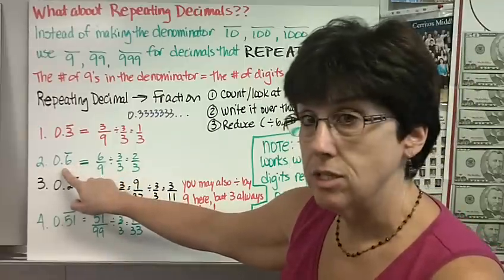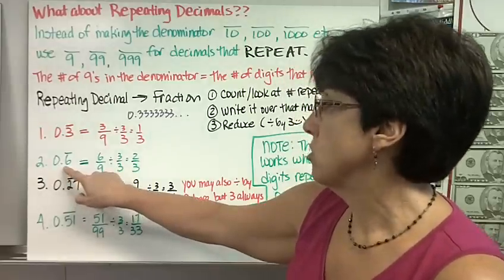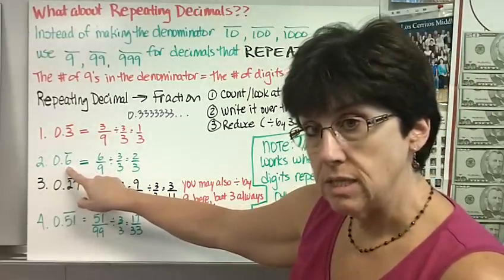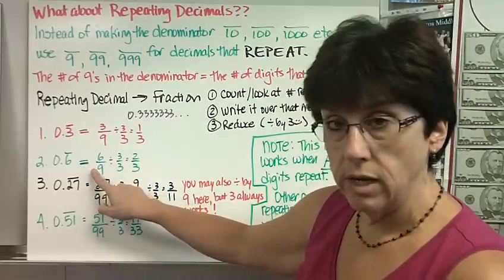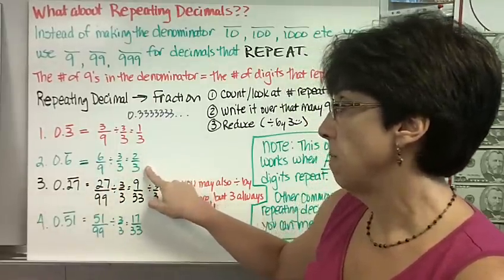Well, 0.6 repeating is the same thing as 2/3, and here's why. There's one digit that repeats, it's the 6, so you write the 6 over 9, reduce, divide by 3 over 3, and there's our 2/3.